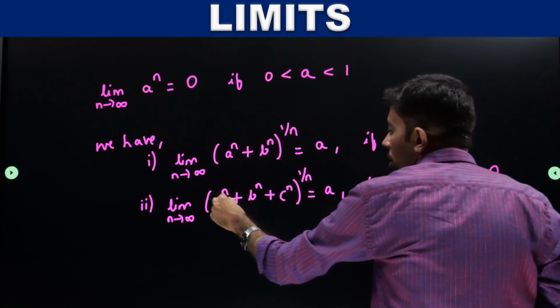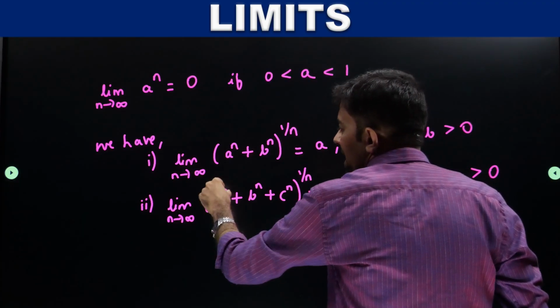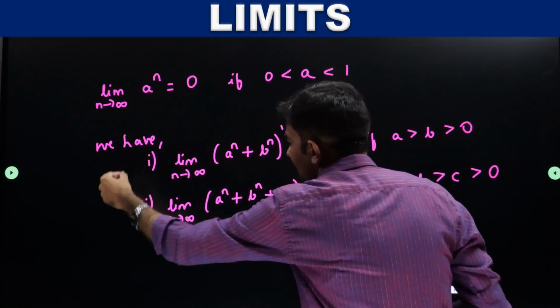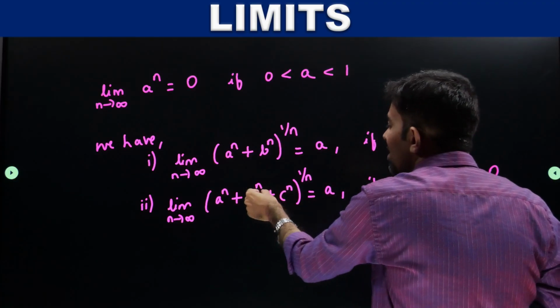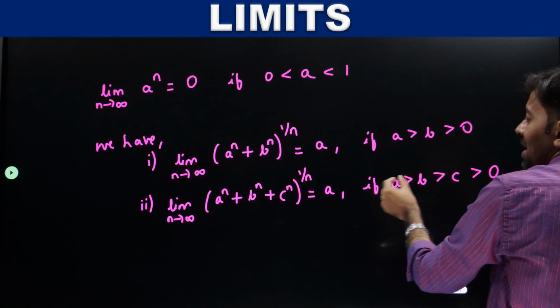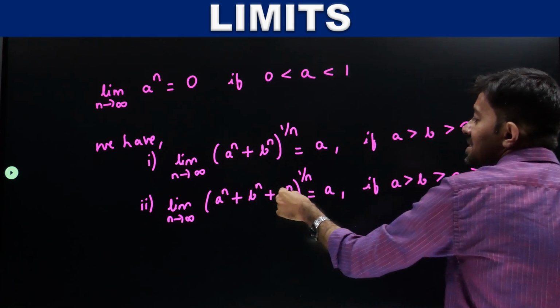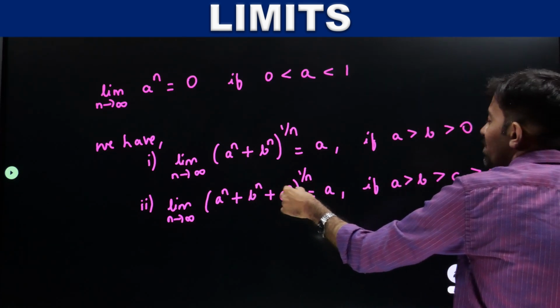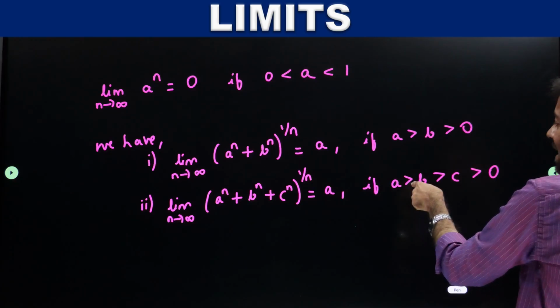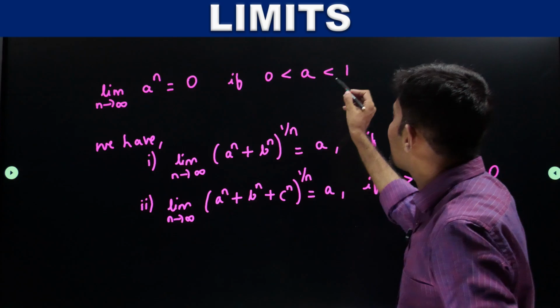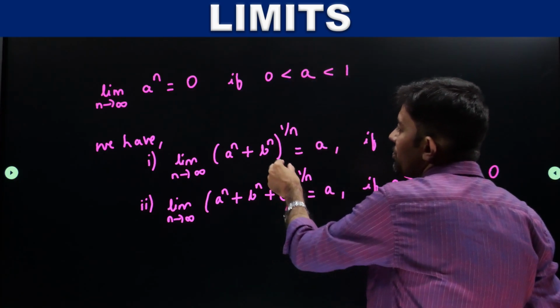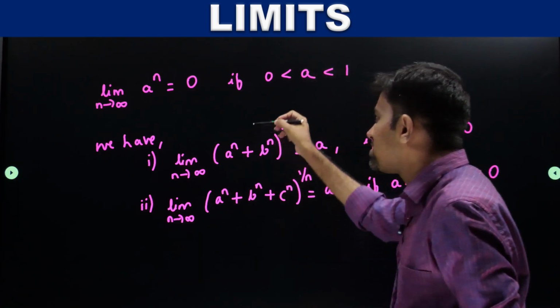you take a^n common. If you take a^n out, a^n to the power 1/n becomes a. What remains will be 1 + (b/a)^n + (c/a)^n. b/a is less than 1, and a number less than 1 to the power infinity is 0. (c/a)^n becomes 0 because c/a is a number less than 1. A is greater than c means c/a is less than 1. If a number lies between 0 and 1, to the power infinity is 0. Based on that, we have these results.